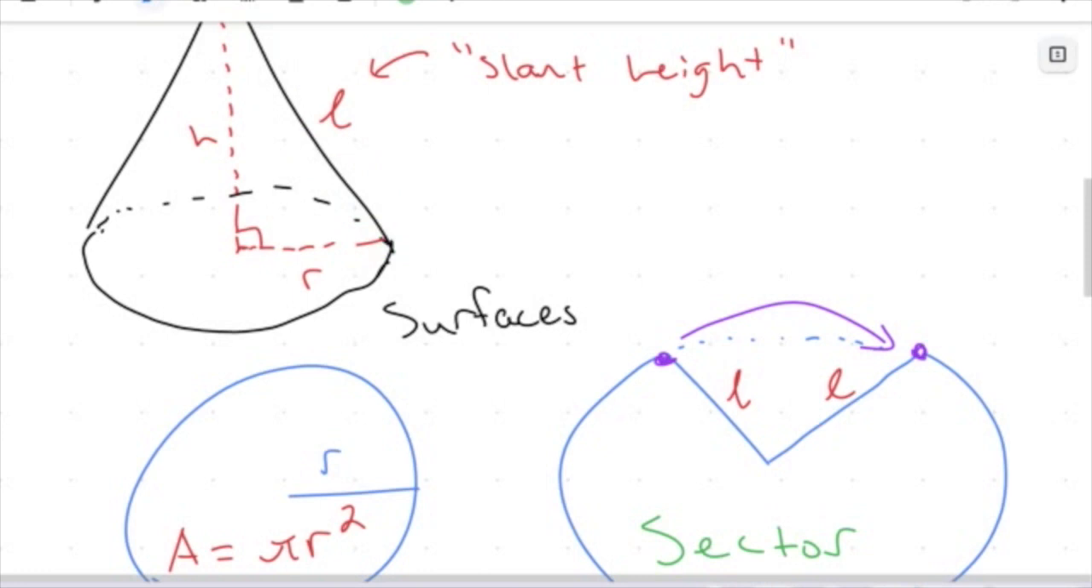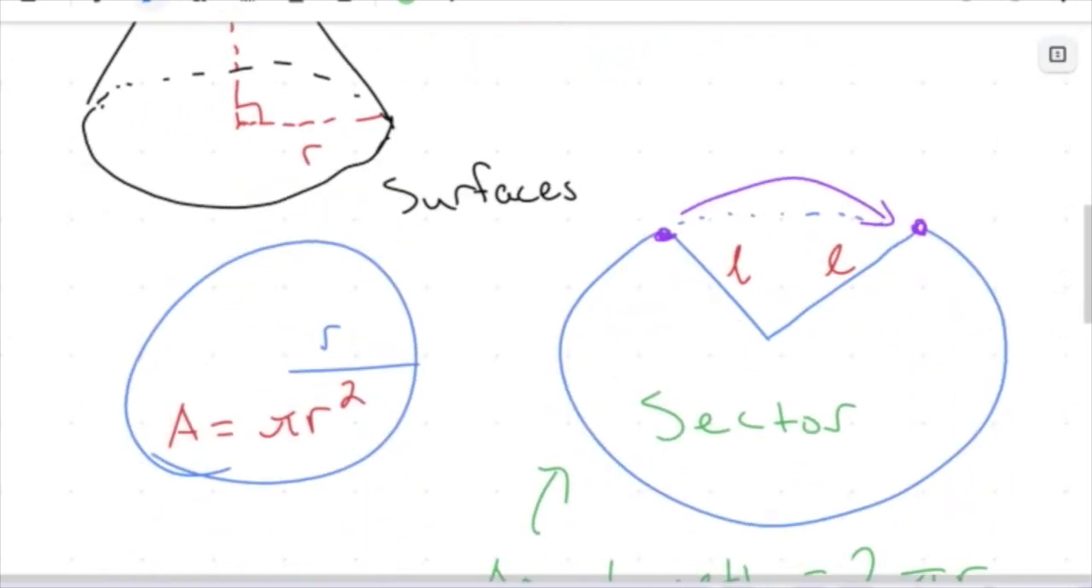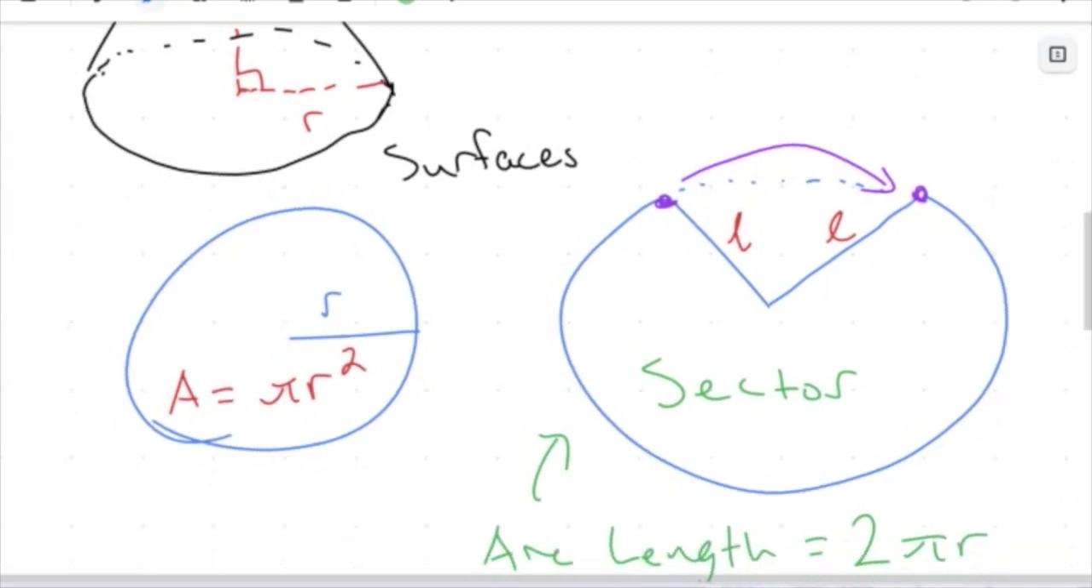So I'm going to consider something. I want to consider how my sector relates to my whole circle, how its area relates to the whole area, as well as how its arc length relates to the entire circumference of the circle. Because a sector is just a part, a fraction of a circle.